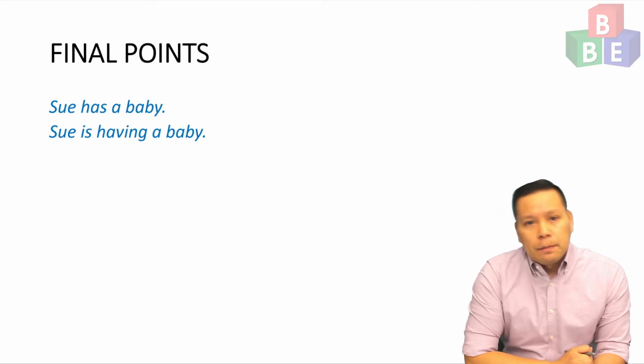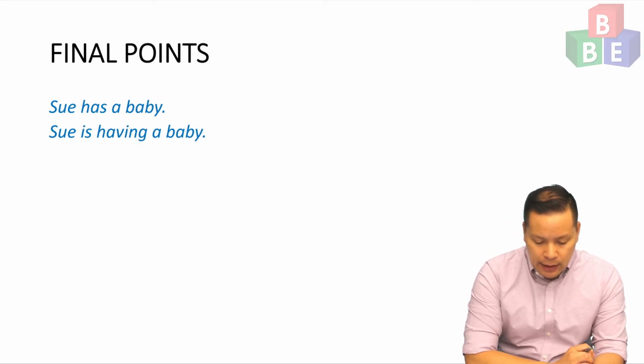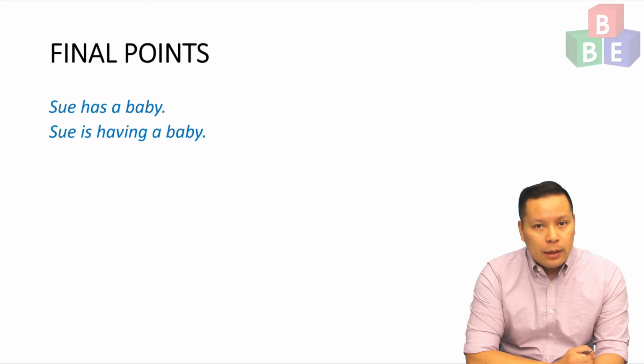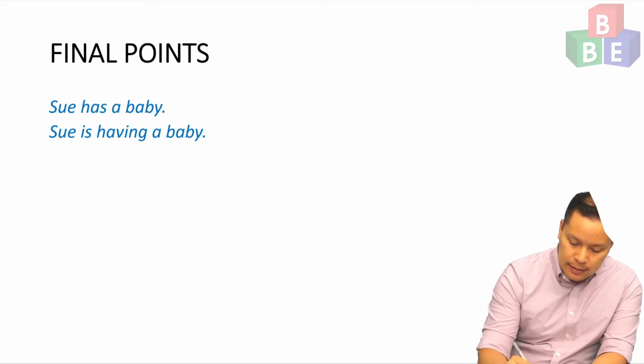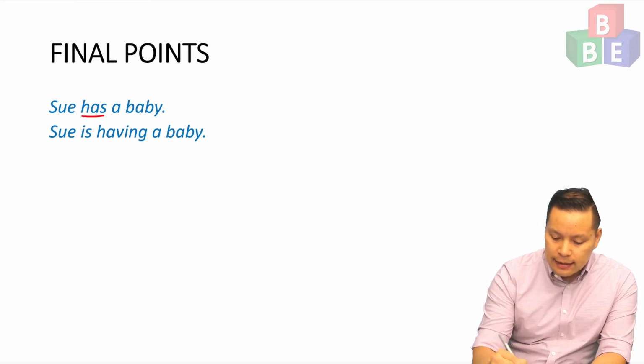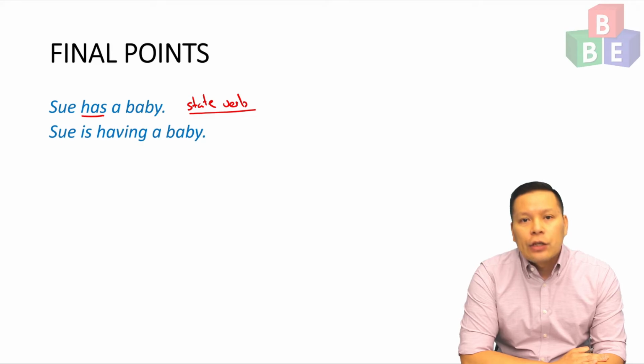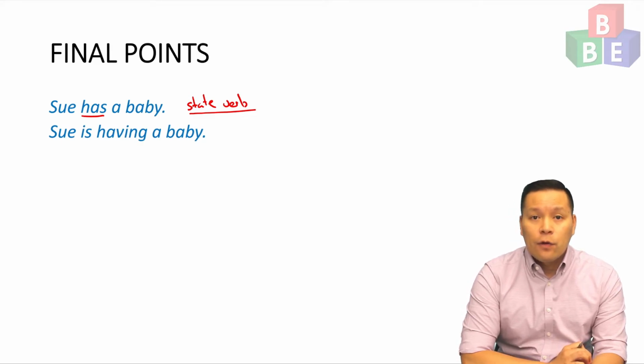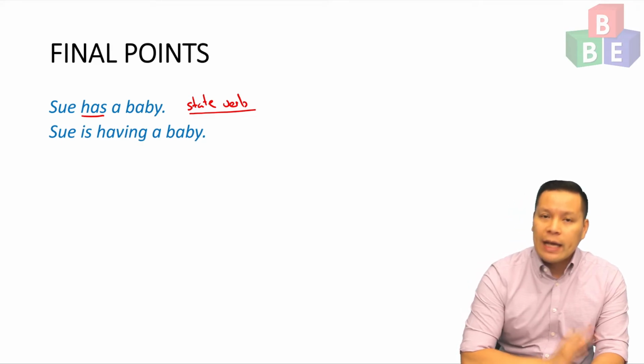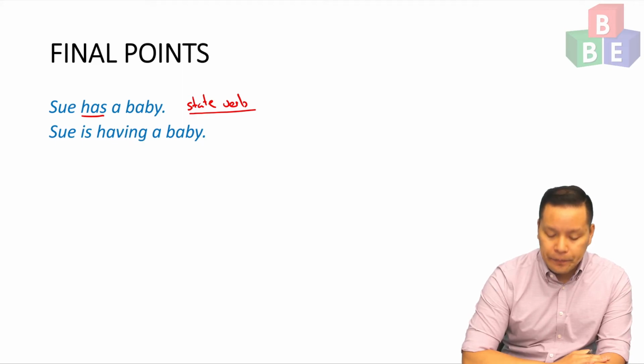What about this example? Sue has a baby. Sue is having a baby. In the first sentence, we can say that this is a state verb. If you saw my video on state verbs, then you know that have is a state verb for possession. So we have to use present simple.